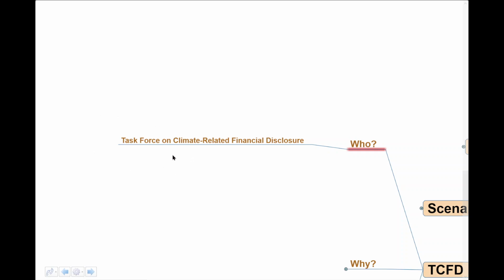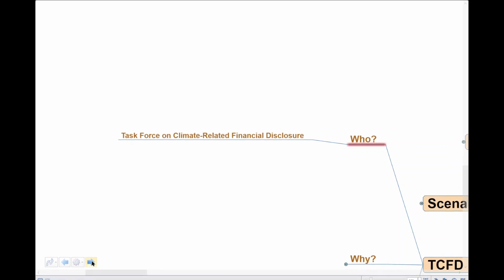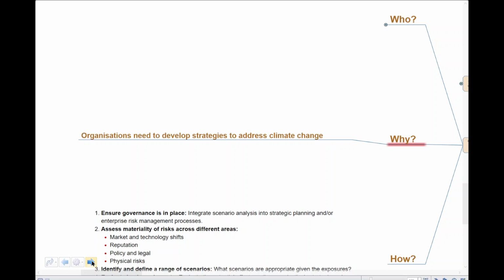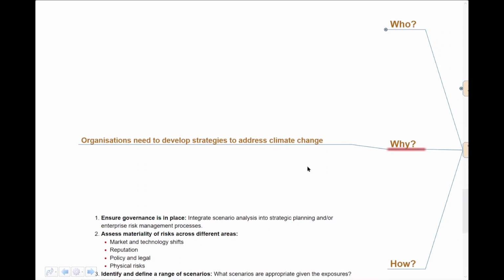We're talking about the Task Force on Climate-related Financial Disclosures. This is a body that suggests scenario planning is good in this area. It is a task force concerned with climate change, and indeed the impact that businesses are having on our climate. In terms of the why, they're suggesting that companies need to build in strategies that address this area. We can't just have a head in the sand approach.